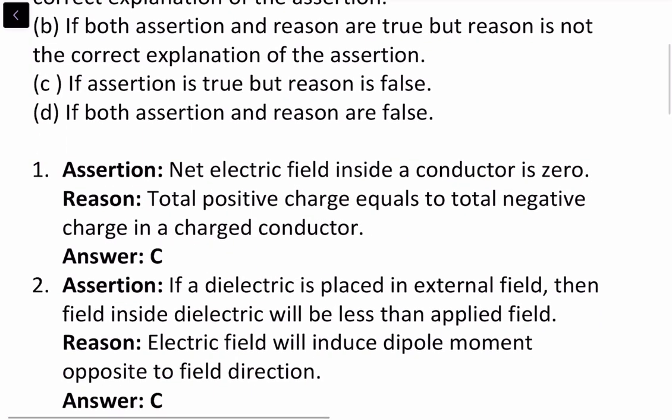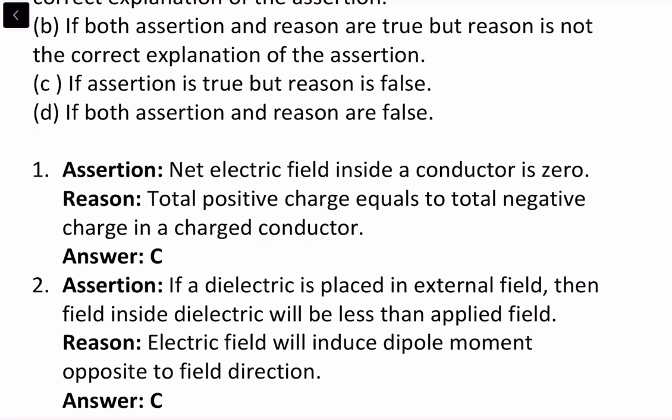Question number 1. Assertion. Net electric field inside a conductor is 0. Reason. Total positive charge equals to total negative charge in a charged conductor. If you observe this, net electric field inside a conductor is 0. Okay, it is 0. Okay, so in this case, assertion is true. Now let us see the reason.